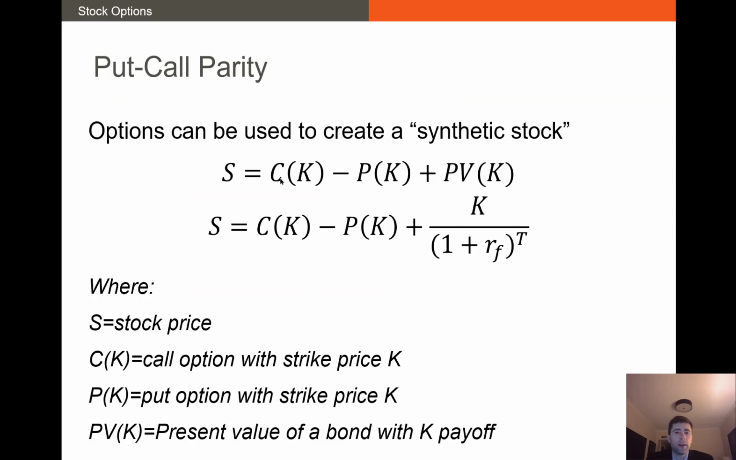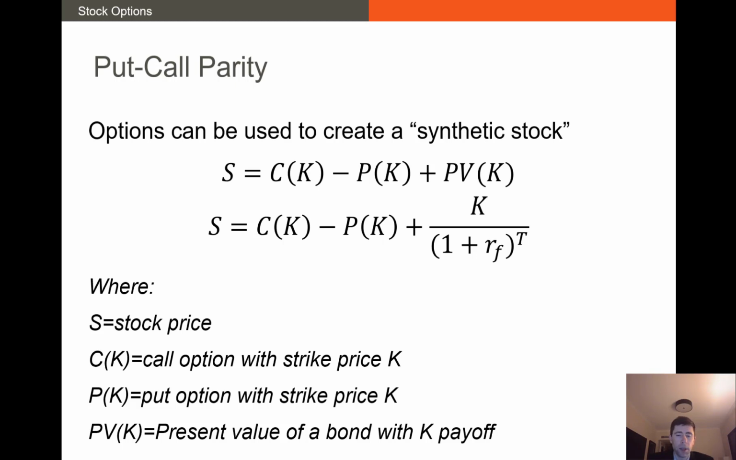So the put-call parity formula says that if you know any 3 of these components, so the stock, the call option on that stock, the put option on that stock, both with the strike price of K, and a bond with a face value of K, if you know any 3 of those, you can work out the 4th, or what the 4th one should be worth. So this is just the present value of the bond with face value K, so it's K divided by 1 plus your risk-free rate to the power of T. So this is how we calculate the value of a put option using the information we had in that Excel spreadsheet.